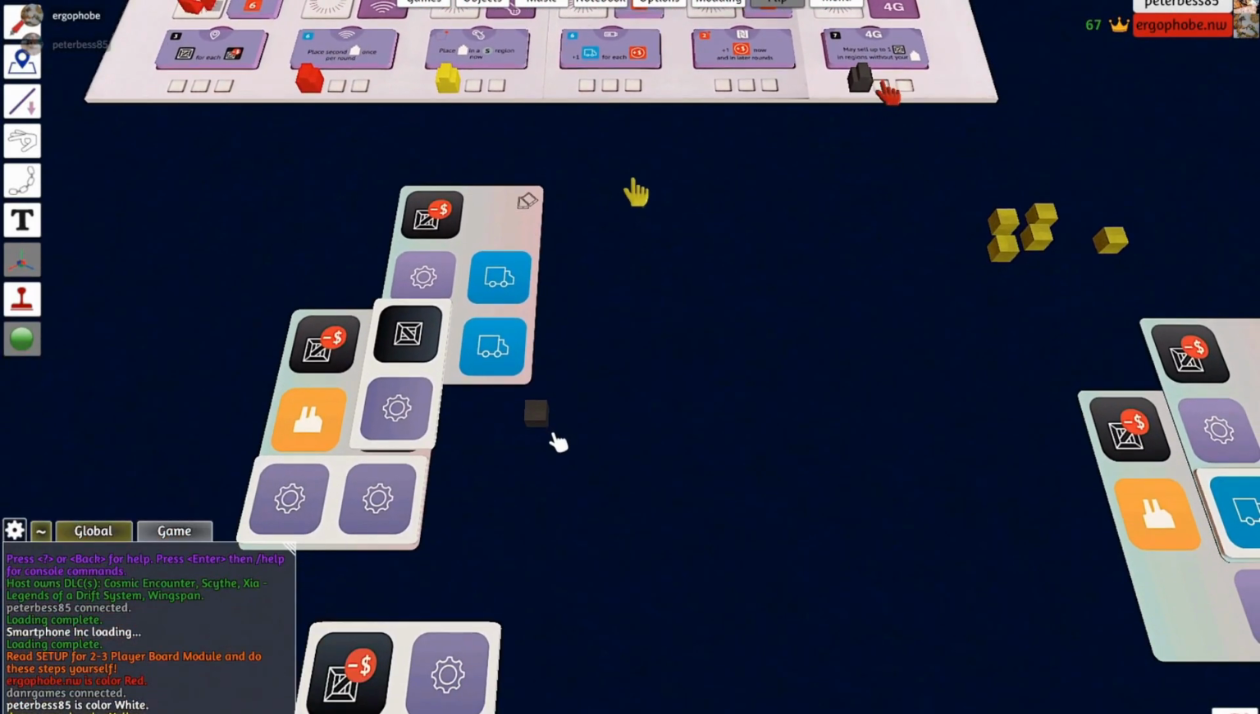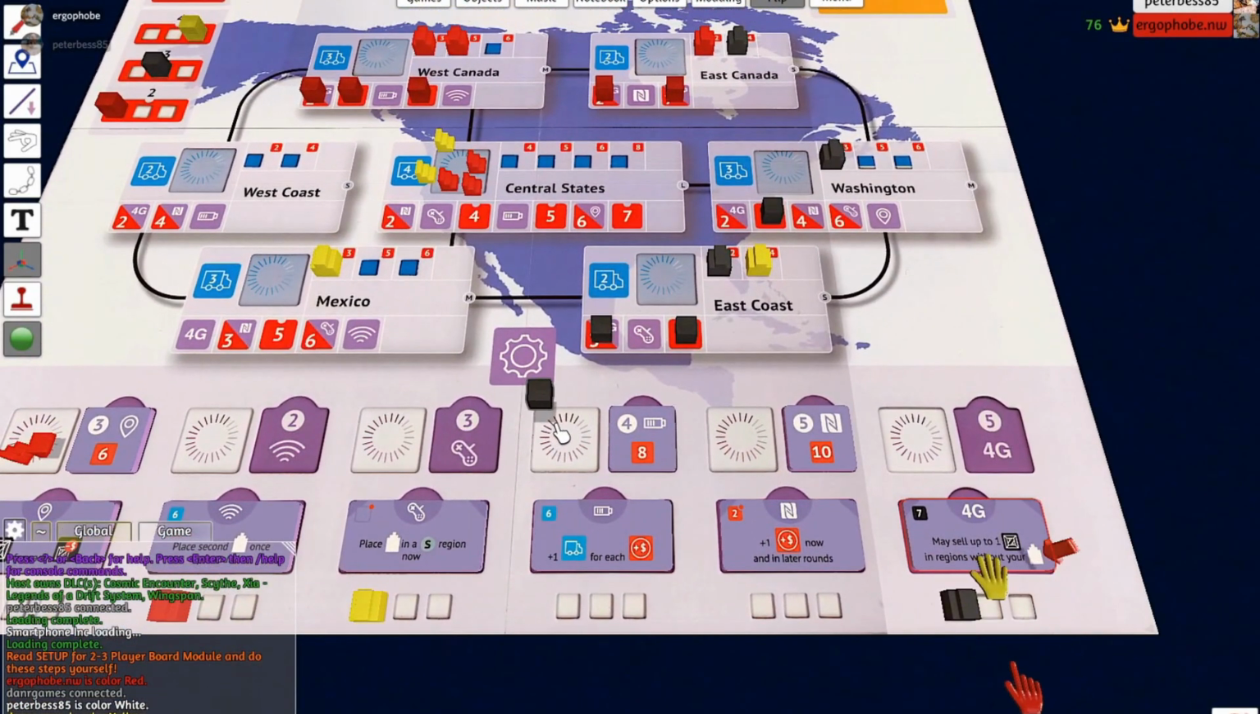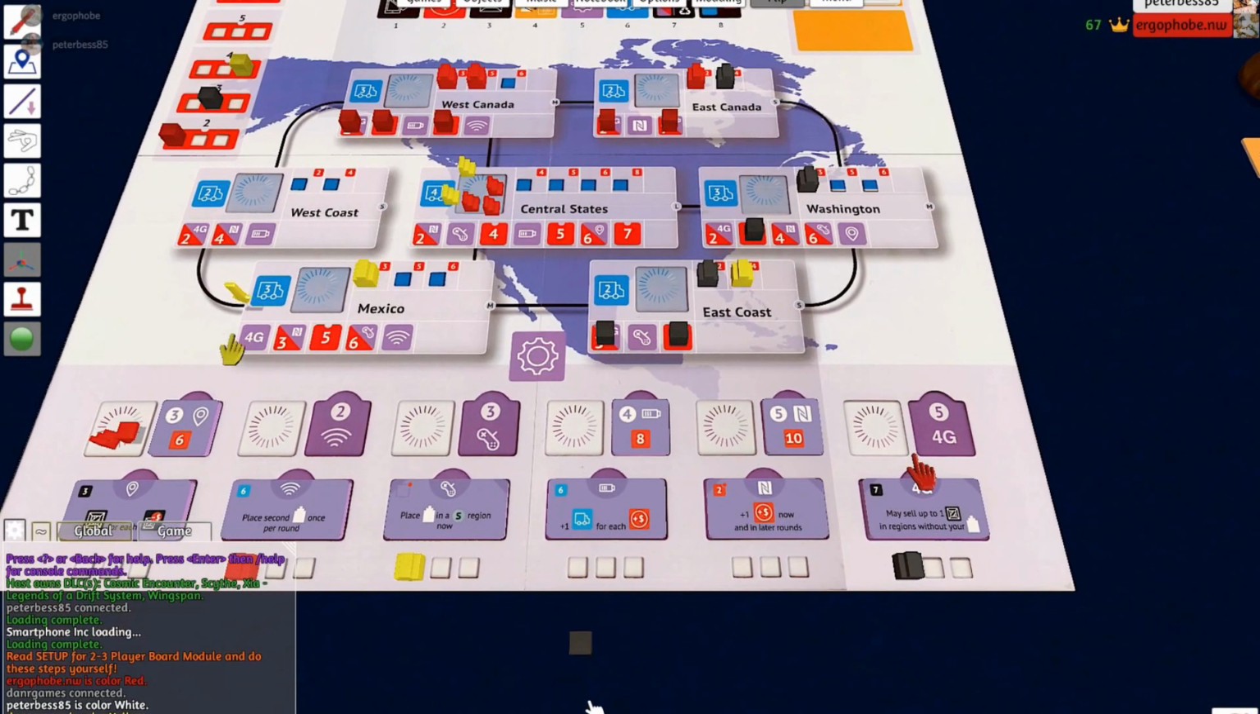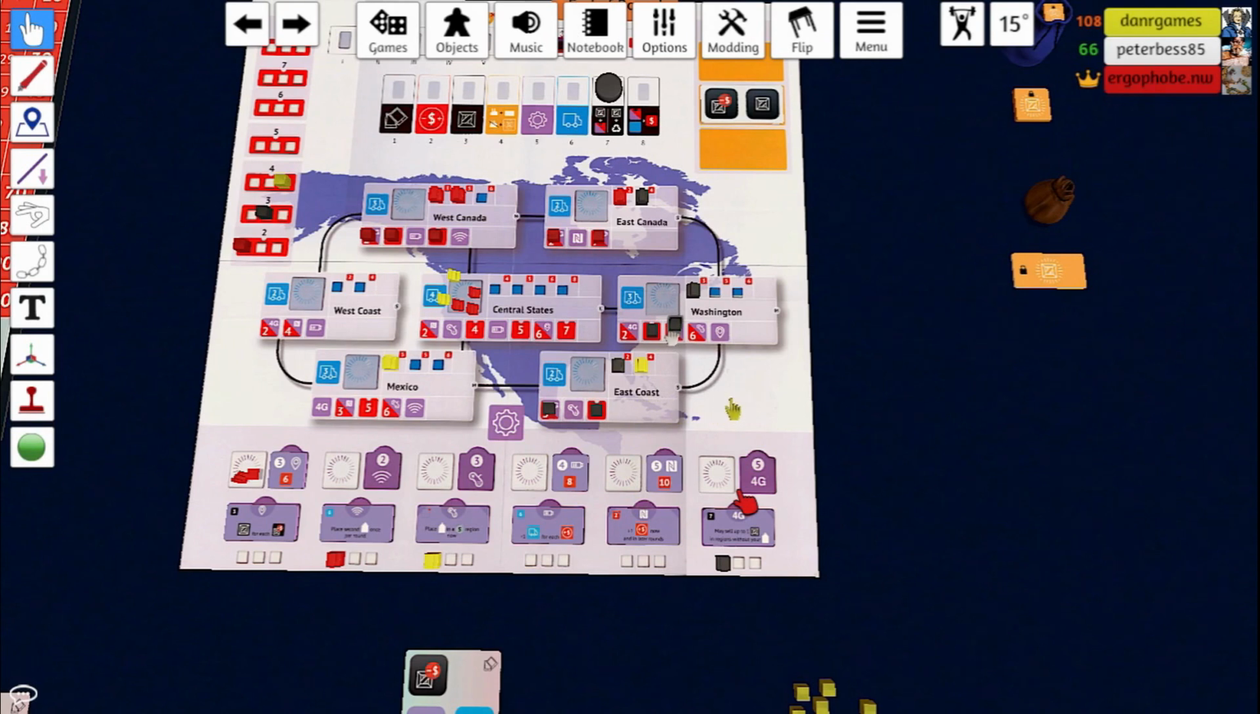Right. And don't forget you have the technology where you can sell 1 good to anywhere, even if you're not there. Oh, may sell up to 1 good in regions without your offices. Right, like you can sell that 4G cube to this 4G space over in Mexico if you wanted to. But again, that's not really blocking you from doing anything. Right. No. So right now it doesn't make a huge difference. It doesn't, but it might later in the game. Yeah. Okay. Well, for right now, I'm not going to worry about it too much then, and just go up here, I guess. And again, it doesn't really matter where I.